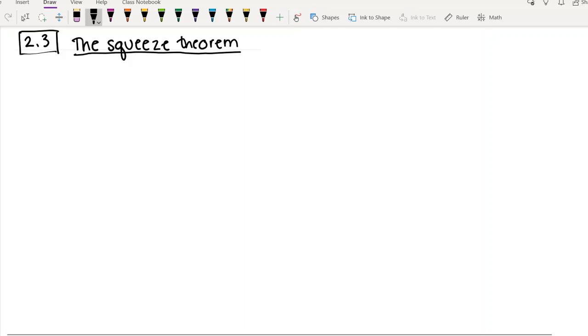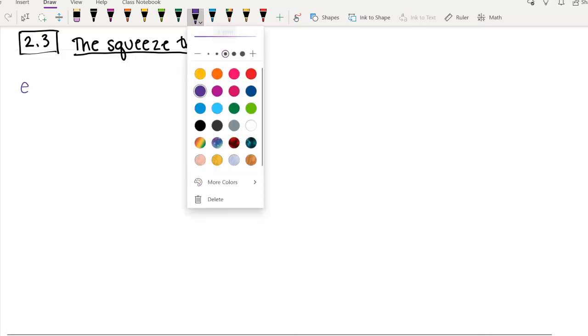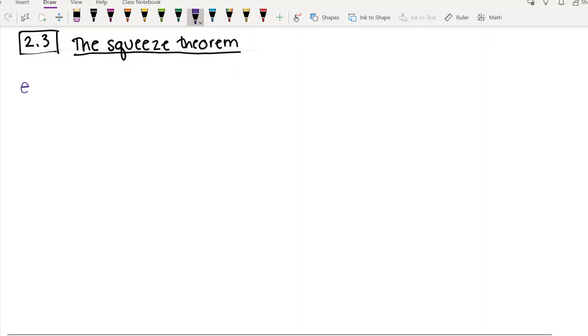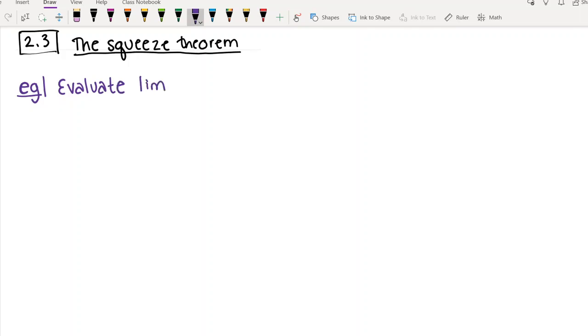Okay, so I want to start off by showing you an example of a function where you might use the squeeze theorem, and we'll talk about why you can't use the other methods on this example. Then I'll tell you what the squeeze theorem is, and then we'll go back to that example and see how to actually do it. So let's say you wanted to evaluate the following limit: the limit as x approaches 0 of x squared times sine of 1 over x.